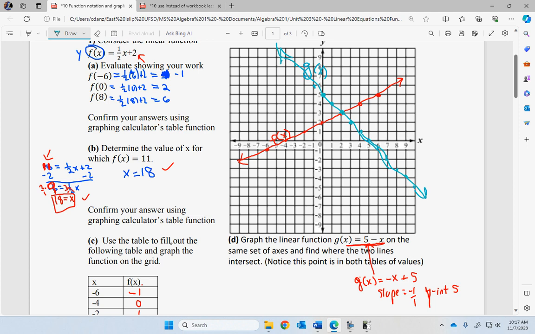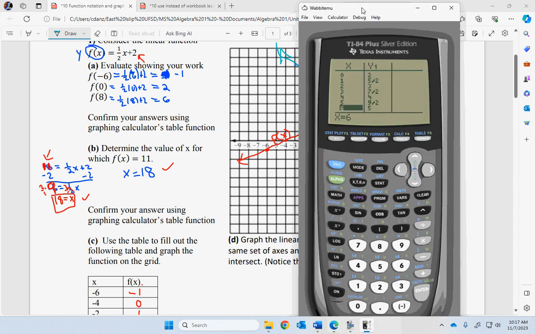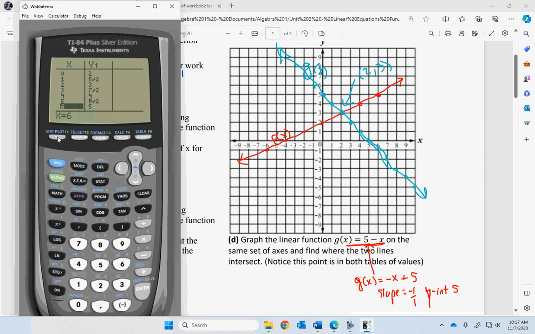It's asking us to find the point of intersection. It's right here. The point of intersection is at 2, 3. And it asks us to look at our table for this. So let's go back to our graphing calculator. Let's hit the y equals button and keep your y1 in there. Move down to y2 now. And in y2, let's put in this 5 minus x.